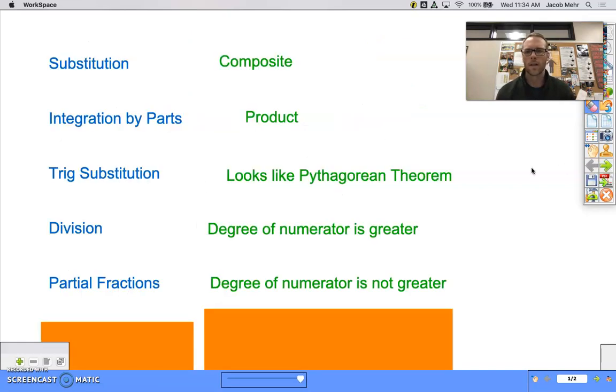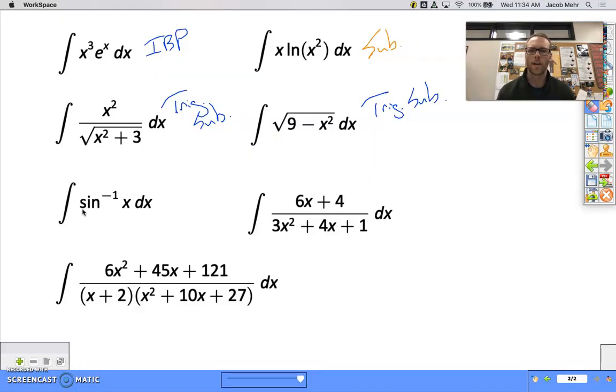Thinking about my other techniques here, it doesn't look anything like a Pythagorean theorem. There's no division in it, so it's not division or partial fractions. So that only leaves us one technique.